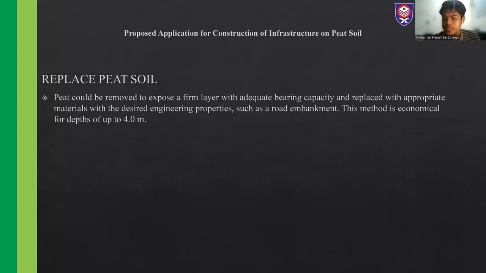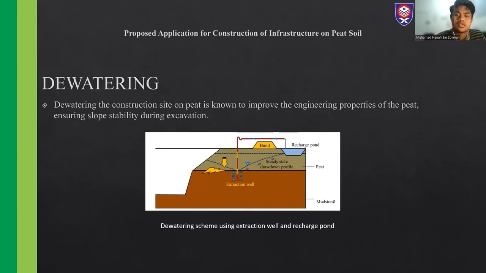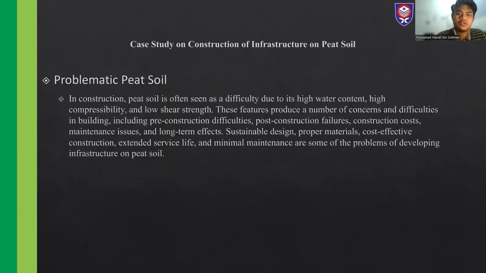For this, suspended slabs are usually adopted with a minimum amount of earth filling. The void underneath the suspended slab is recommended to be filled and compacted in order to prevent accumulation of hazardous gases. So that's all about my case study on construction of infrastructure on peat soil.